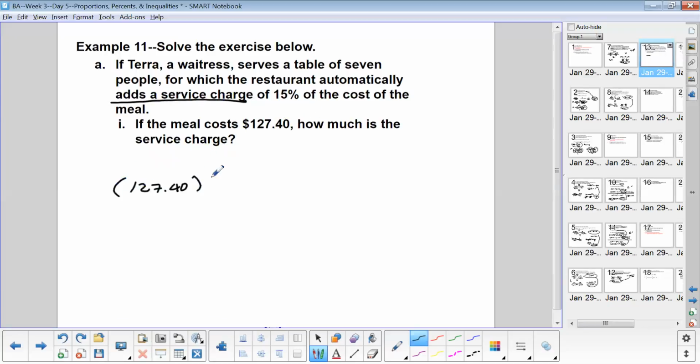So we could look at it as, well, it's 15%, right? So if you take the meal, which is $127.40, and multiply it by 15 hundredths, you're going to get $19.11. So that's 15% of the meal. So what are we going to do with that number? Well, you're going to add it to the $127.40 meal, because that's your 15%.